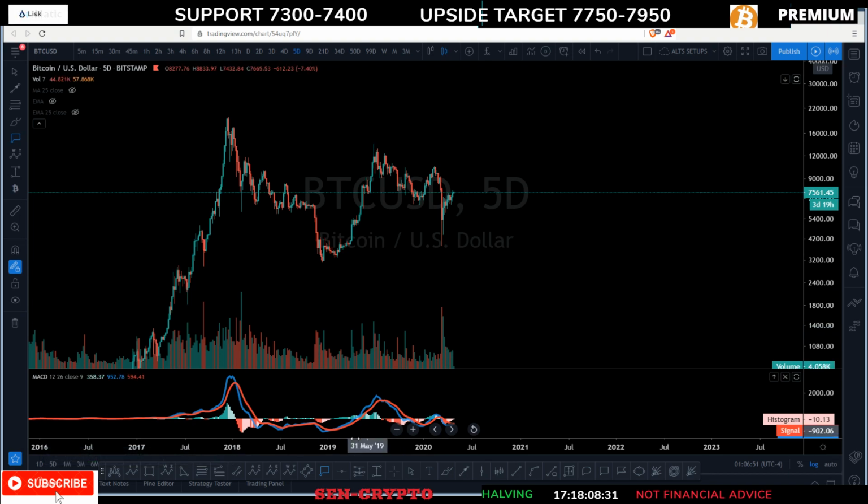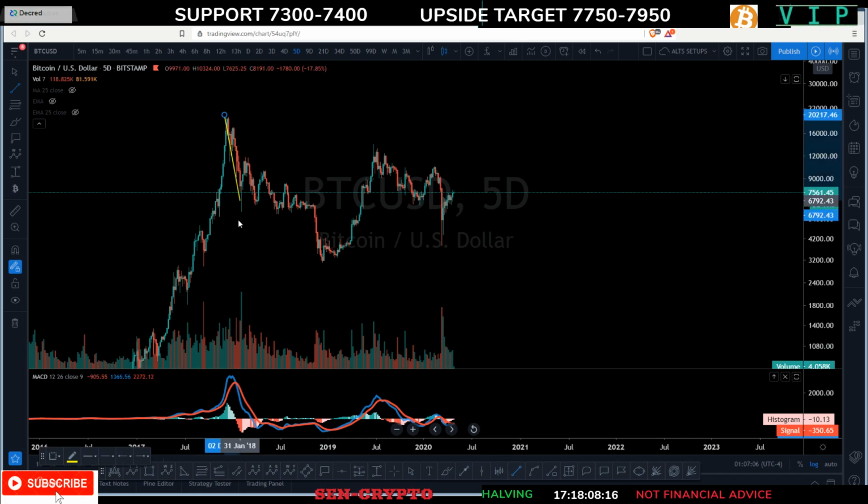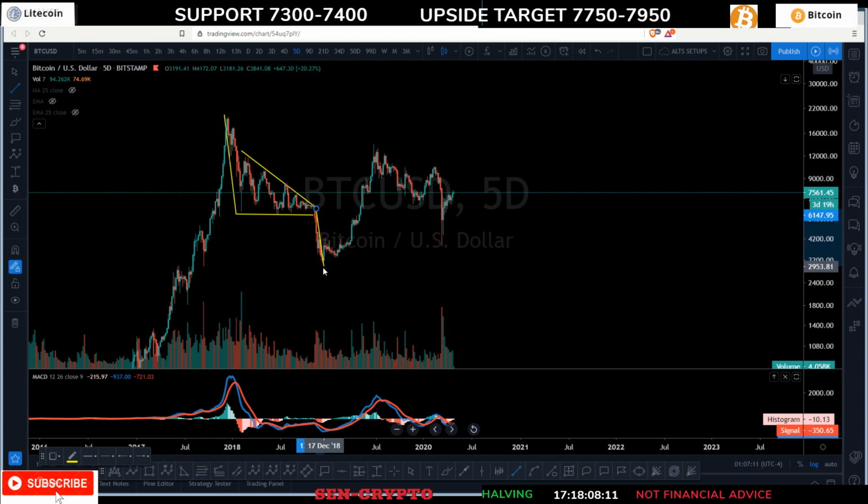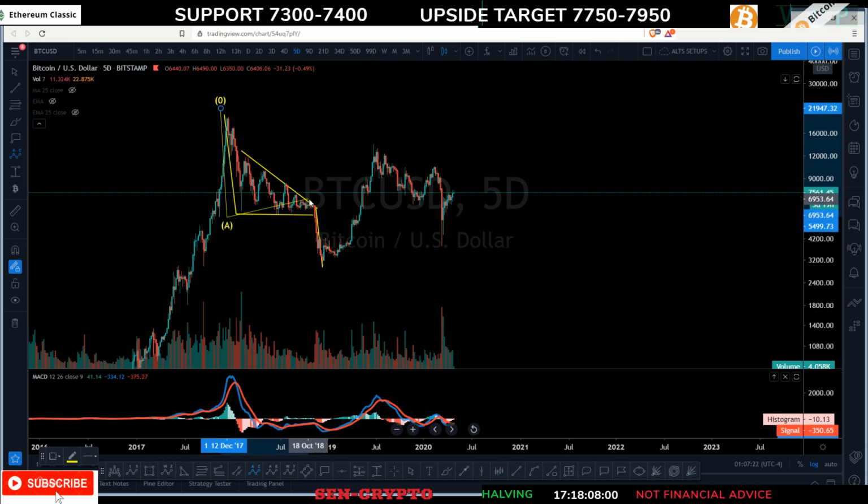So what is a WXY correction? A WXY correction is a combination of multiple corrections. As you can see, from 20k to 3k, BTC gave us multiple corrections. We got a beautiful impulse wave down, in 3 waves, and after that we got a triangle, and after that we got another impulse wave. So this move, you could call it itself a clean ABC correction. You got A, B, and C.